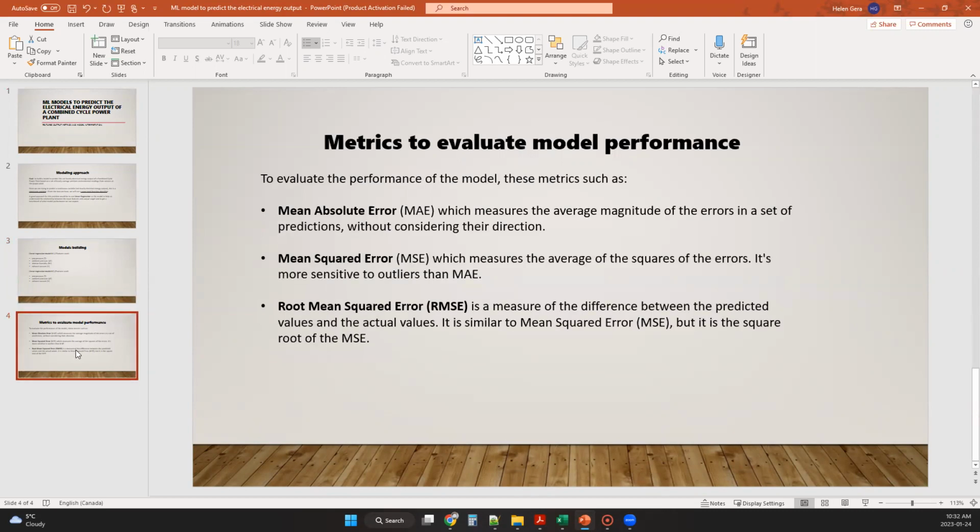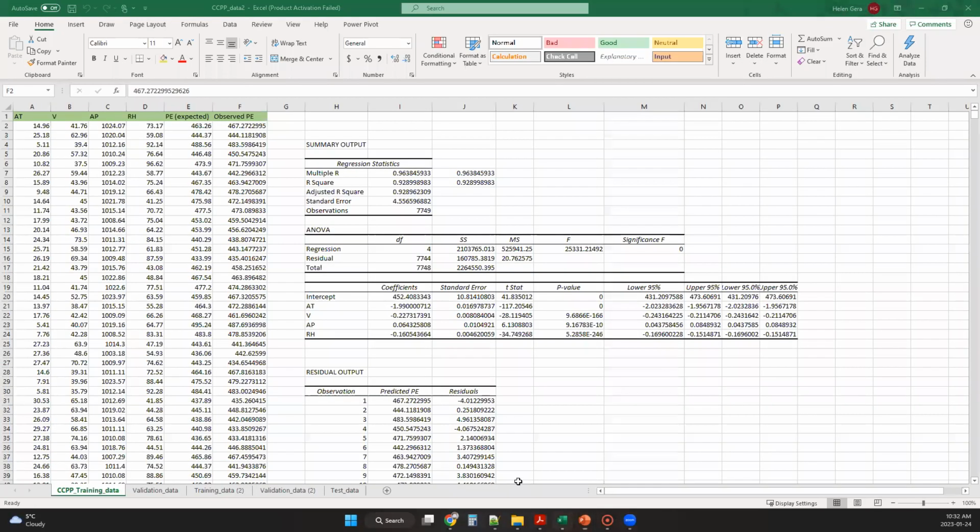Let's talk about the metrics which I selected to evaluate the model performance. They would be three: mean absolute error, mean squared error, and root mean squared error. To build models, I have selected the Excel approach, which would allow you to build the linear regression models directly in the spreadsheet.